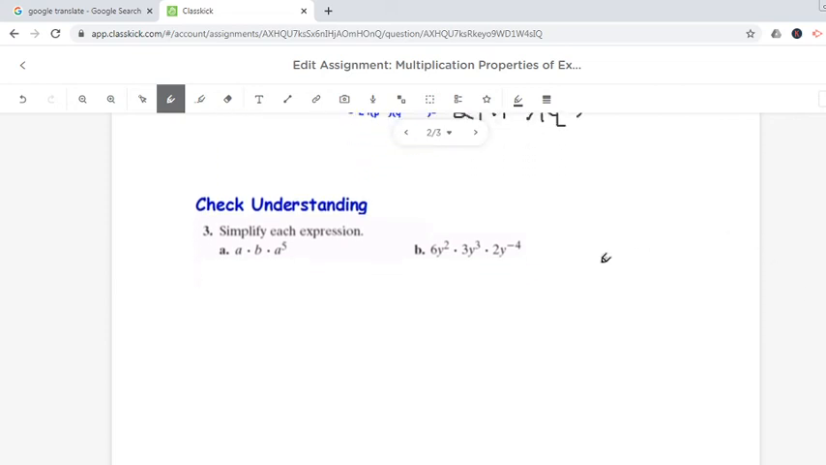Okay. Simplify each expression. So we have a, we have a. These are two bases, a and a. This is like a to the 1. So 1 plus 5 is 6. And then we have our b right here. It's a different base, so we don't put it with the a.